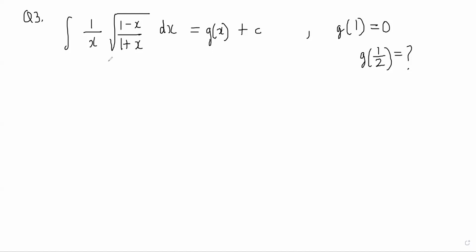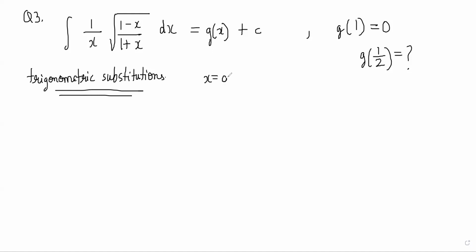Anytime you see things inside roots looking like this, most probably it is a trigonometric substitution. Think of trigonometric substitutions to solve and remove the roots. Okay? So I can take x as cos 2 theta. That is the correct substitution. What is the benefit of cos 2 theta?